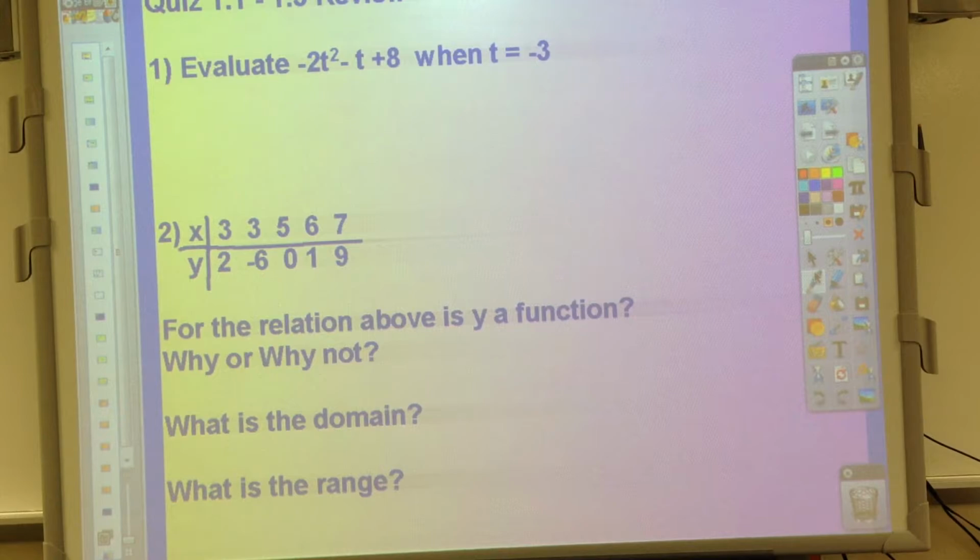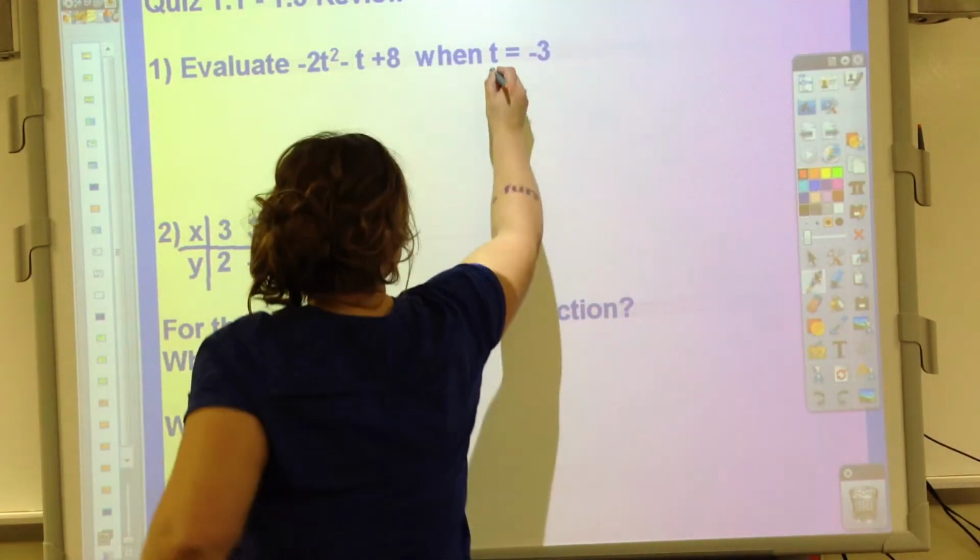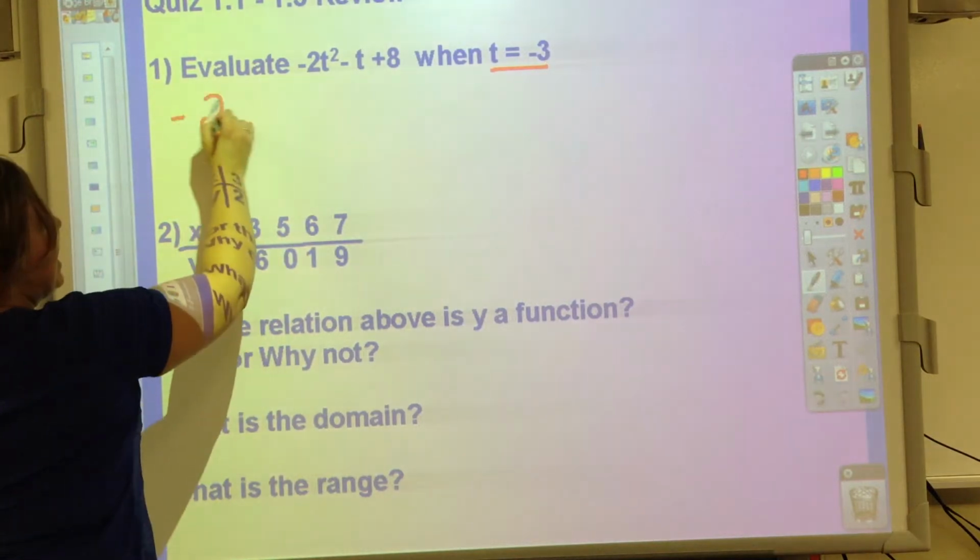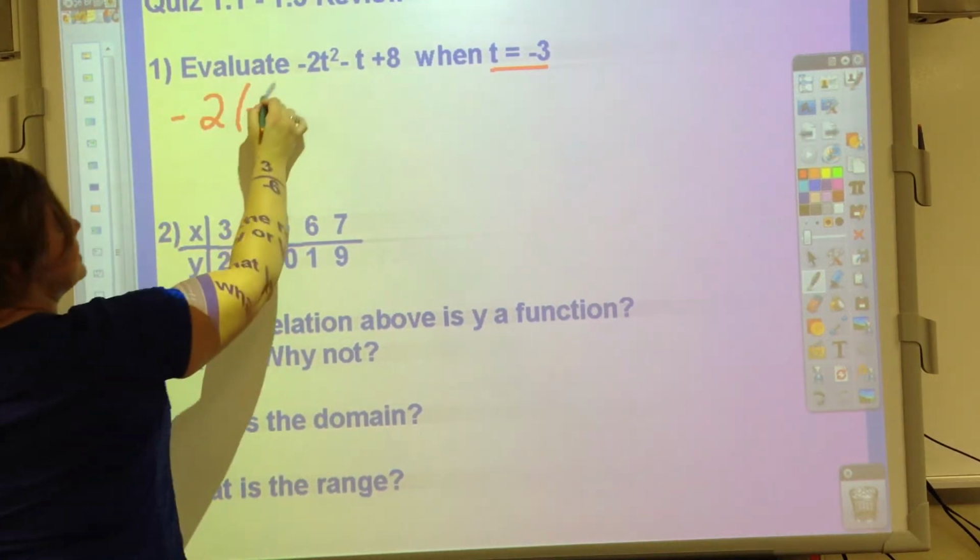If we start off with number 1, we're going to evaluate an expression. And when we do that, we're going to plug in a value that we're given, in this case, -3, for our variable t. And so what I'm going to do is take this value of -3 and plug that in everywhere I see a t.